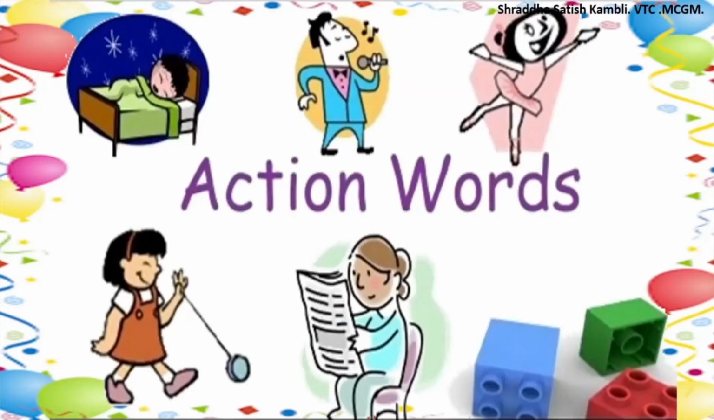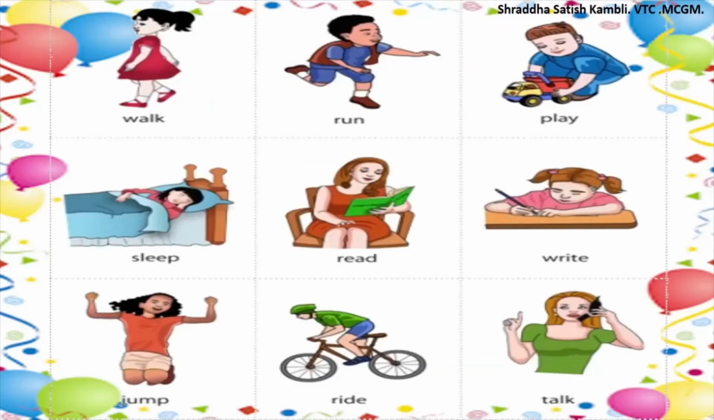Let us look at the action words here now. See, there are so many actions that you can see here. Let us look at them clearly here. See, walk is an action, run is an action, play is an action, sleep is an action, read, write, jump, ride, talk. All these words are called action words. What are they called, children? They are called action words.